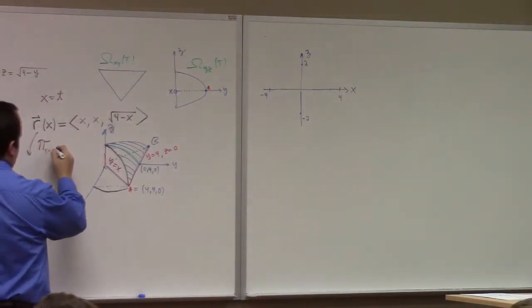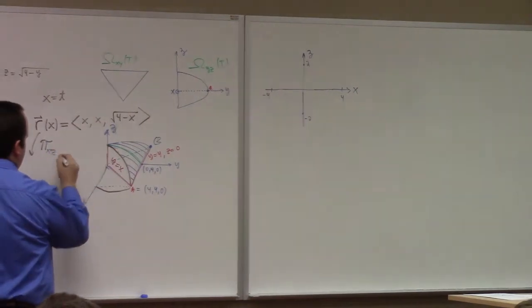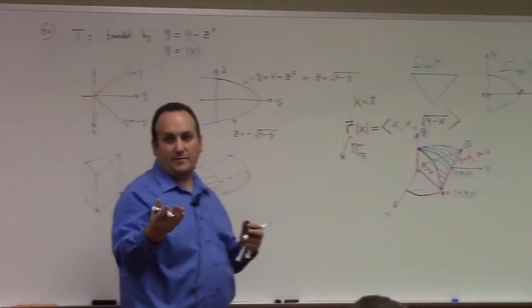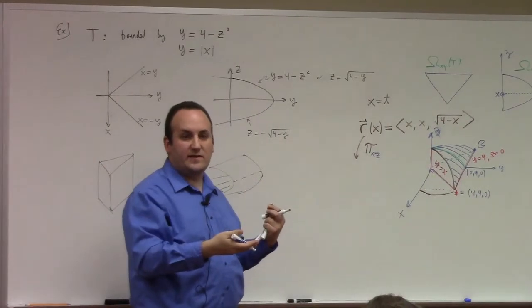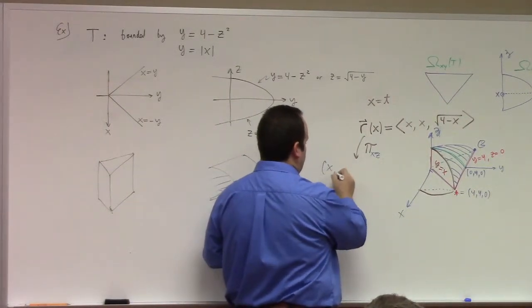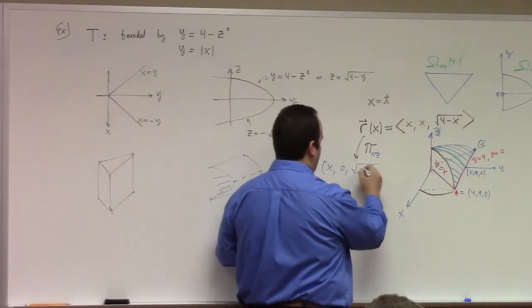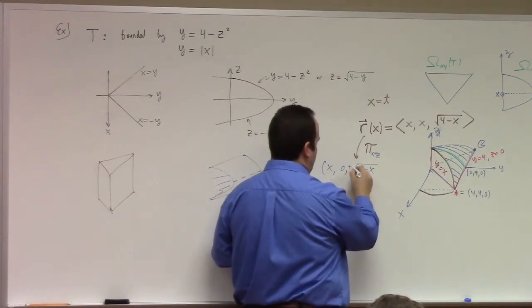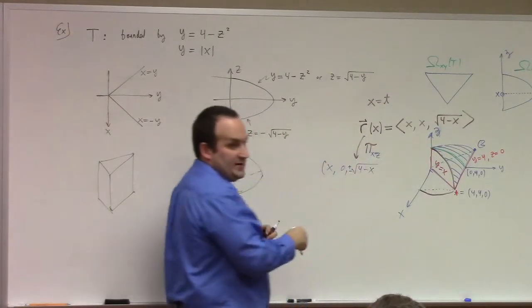What is the projection onto the xz plane? What does it kill? It just sets the y component to 0, right? And it keeps the x and the z components as they were. So this projects to (x, 0, square root of 4 minus x). Actually plus or minus, depending on whether you're on the upper part or the bottom part, right?